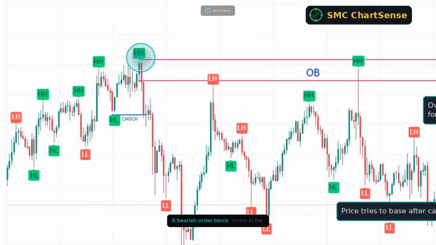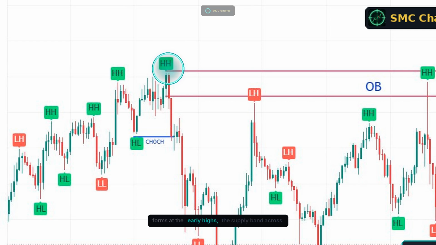A bearish order block forms at the early highs, the supply band across the top. Price tops out, distributes, and departs decisively, confirming institutional supply. The zone sits above as the reference for the downside. This is the clean, readable part of the chart, and the contrast with the bottom is the whole point.